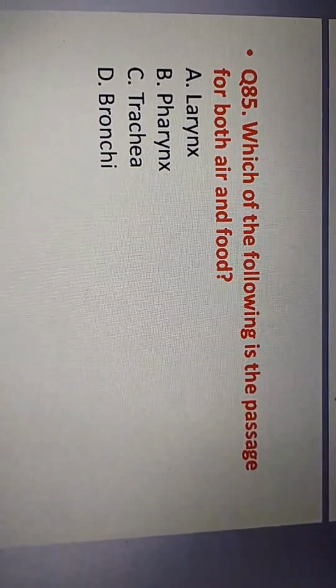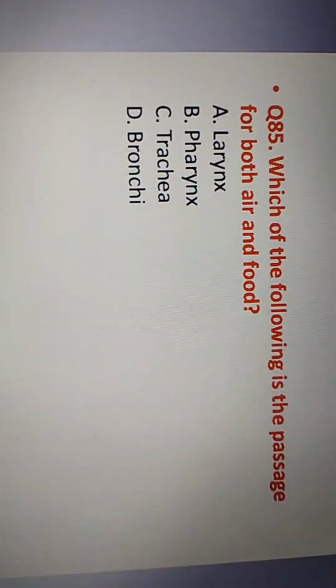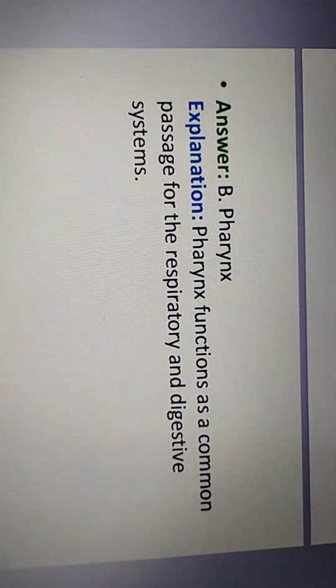Which of the following is the passage for both air and food? Option A, larynx; option B, pharynx; option C, trachea; option D, bronchi. The correct answer is option B, pharynx.